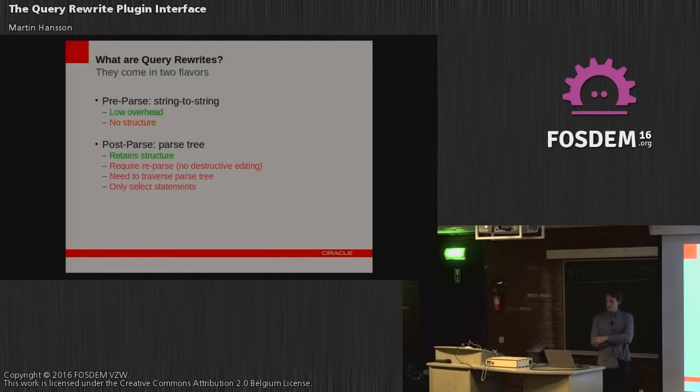The benefit of the pre-parse API is, of course, low overhead. The downside is that you don't have any structure. So it just takes a string and returns a string.